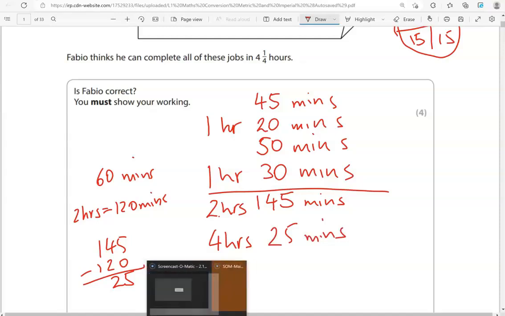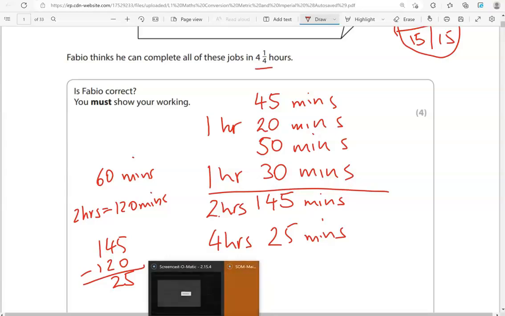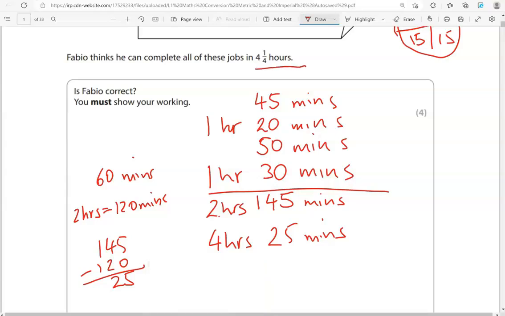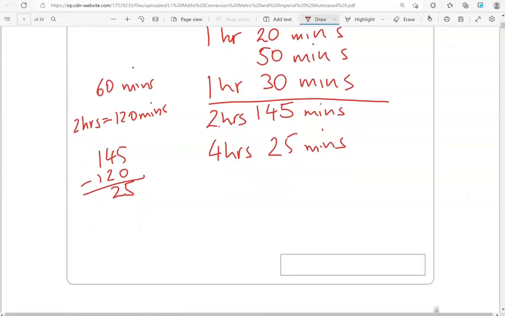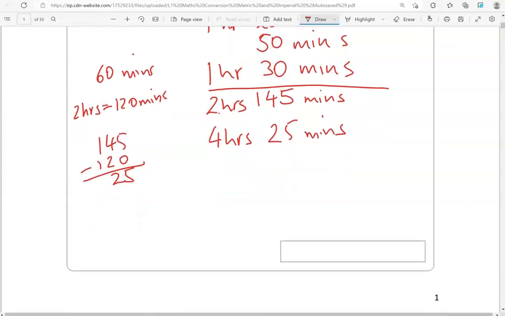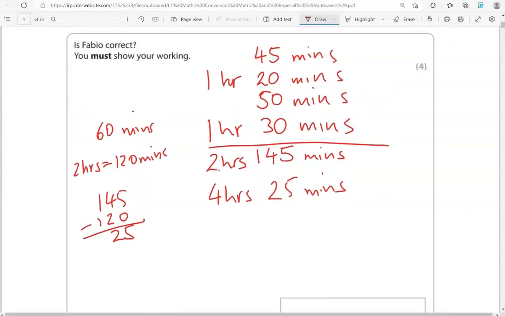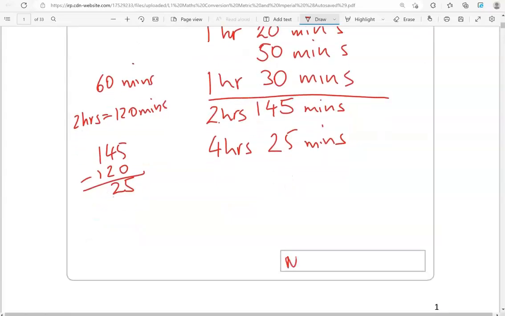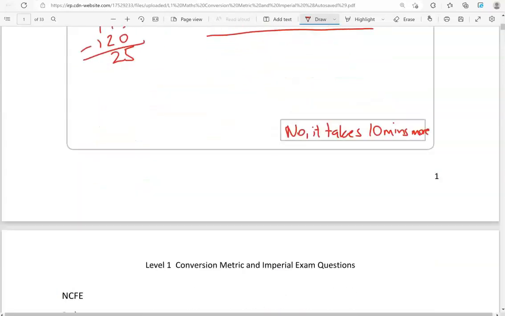Fabio thinks he can complete all of the jobs in 4¼ hours. But this is a bit longer than that, 10 minutes more. So to answer the question, is Fabio correct? I'm going to say no. It takes 10 minutes more because 4¼ that is 4 hours and 15 minutes, whereas he needs 4 hours and 25 minutes, so 10 more minutes.